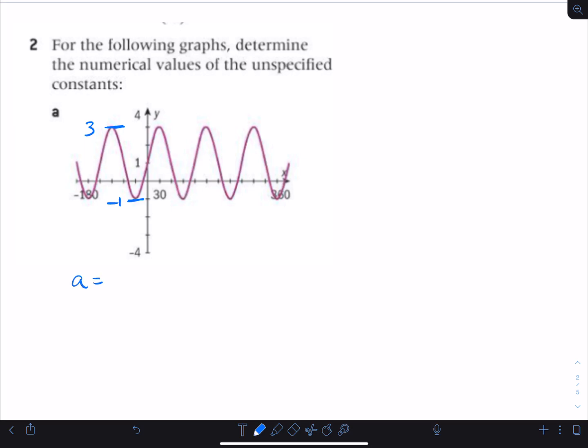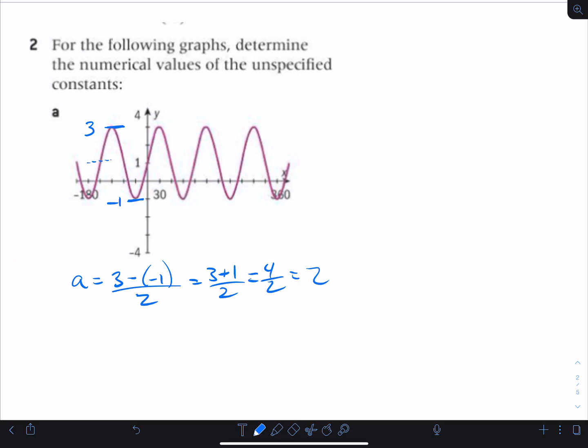So A would be equal to the amplitude, remember? So what you do is you take the difference between the maximum and the minimum, which will be 3 plus 1 divided by 2, which will be equal to 4 divided by 2, which is equal to 2.